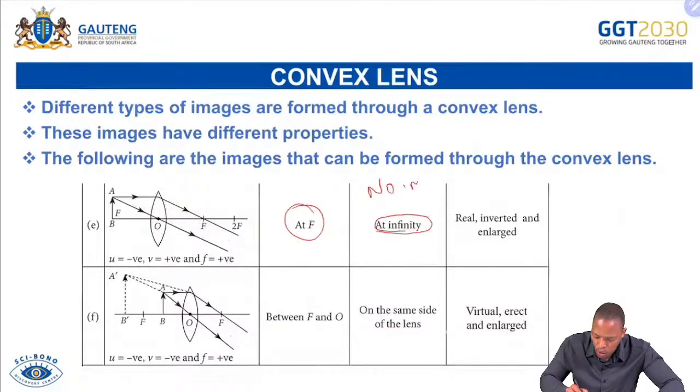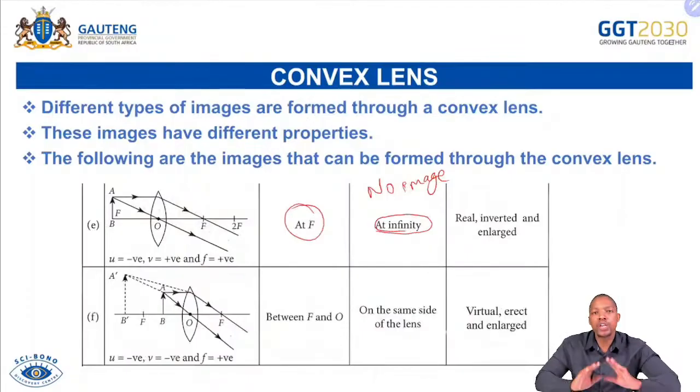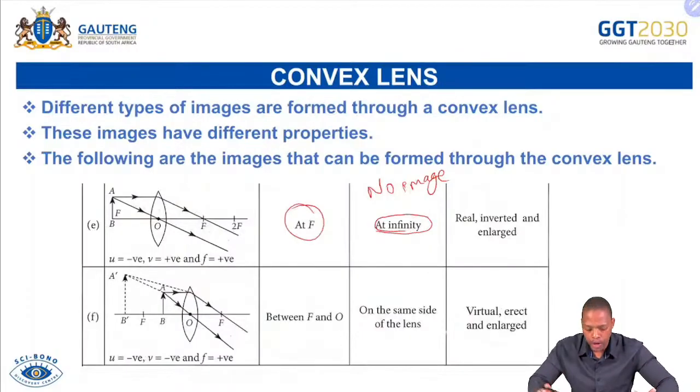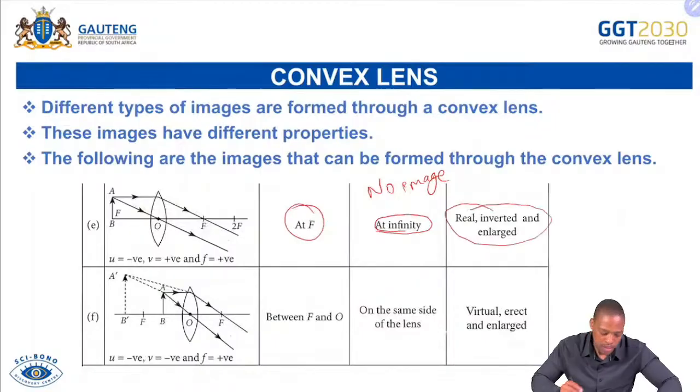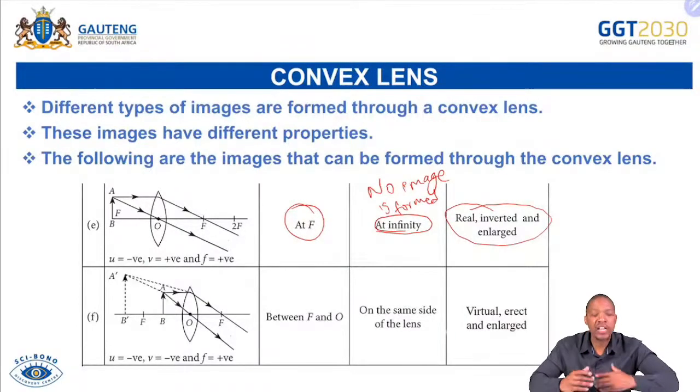there is no image. So it is enough for you, grade 12, to just say there is no image, okay? So in that case, you won't even need to stress about the properties. So in this case, no image is formed, okay? Even though theoretically it's saying the image is formed at infinity, but practically no image is going to be formed in that case, okay?